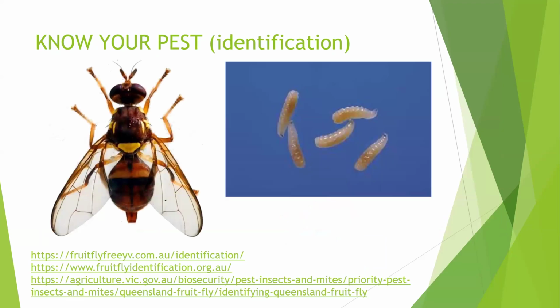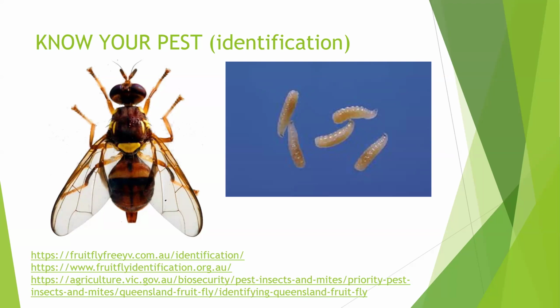So knowing what your pest looks like, you can get further information from these websites. You can go to our Fruit Fly Yarra Valley website. You can also go to a national website called Fruit Fly Identification. It's just like working out your plants. You can go through step by step, pointing out the features that you've noticed, and you should arrive, if it's successfully identified, at Queensland Fruit Fly. Agriculture Victoria is a reliable source of information, and the other departments of agriculture you can look for as well.